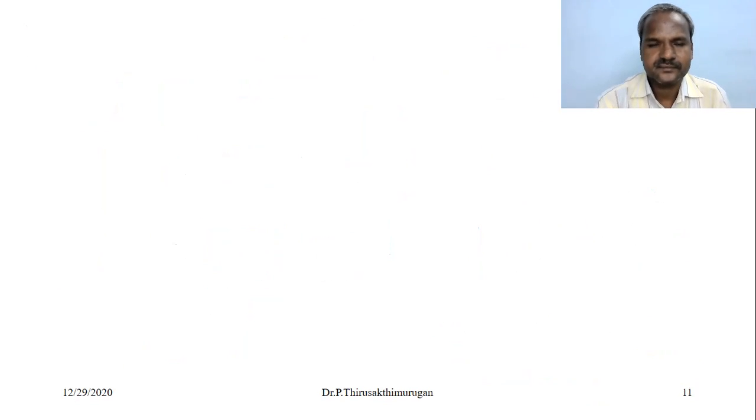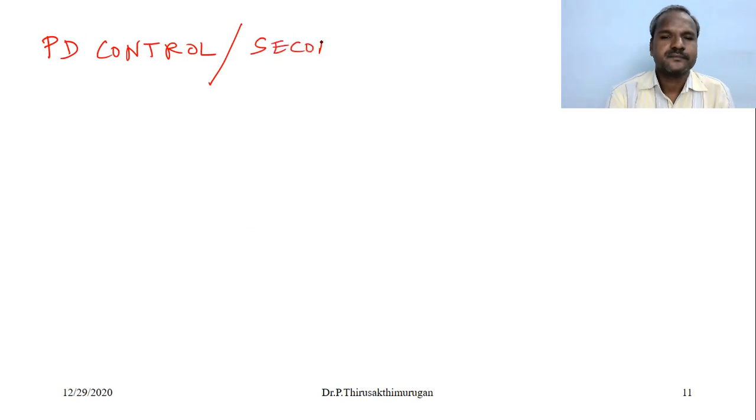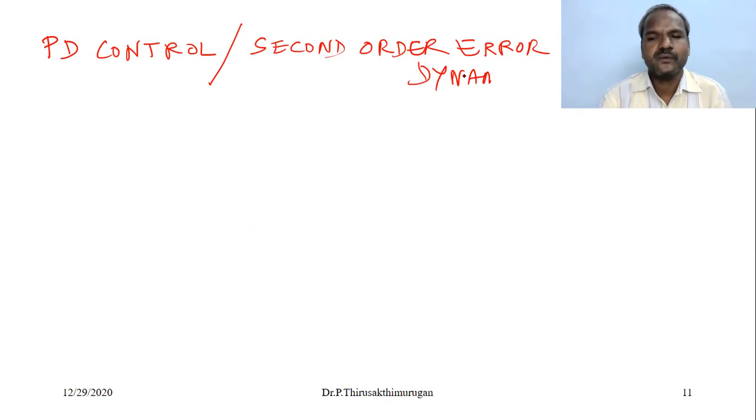Okay, next controller is PD control and the second order error dynamics. So what happens if you use a PD control? Okay.